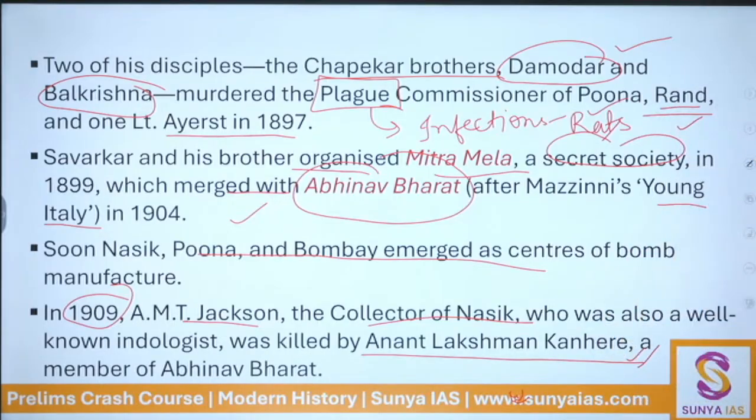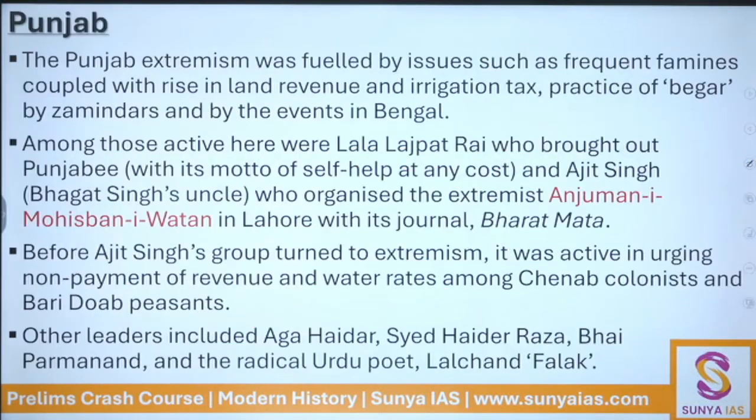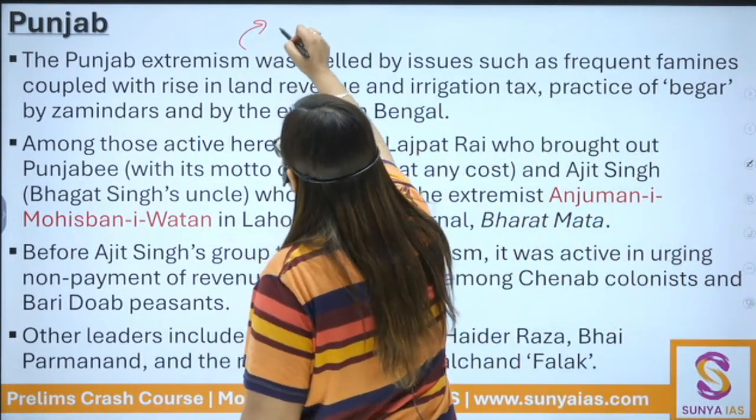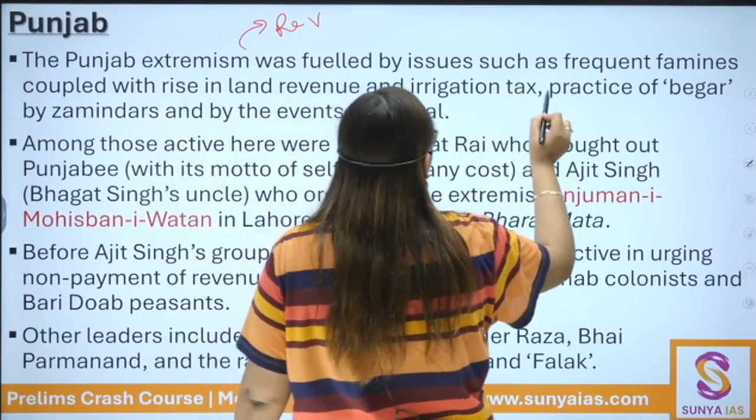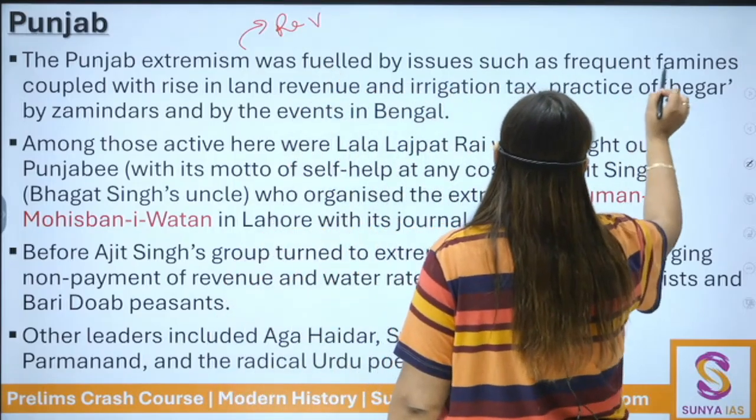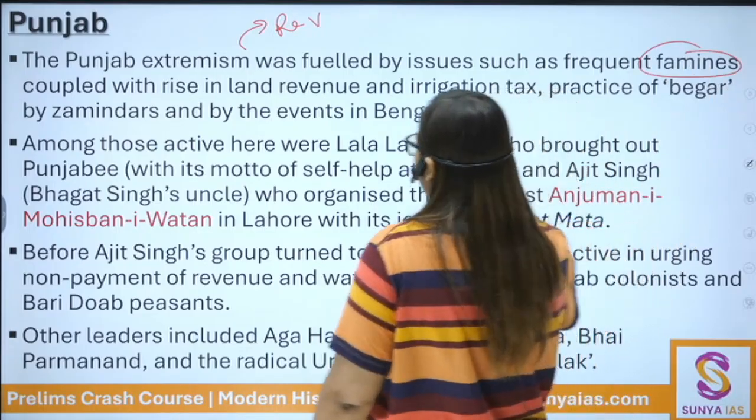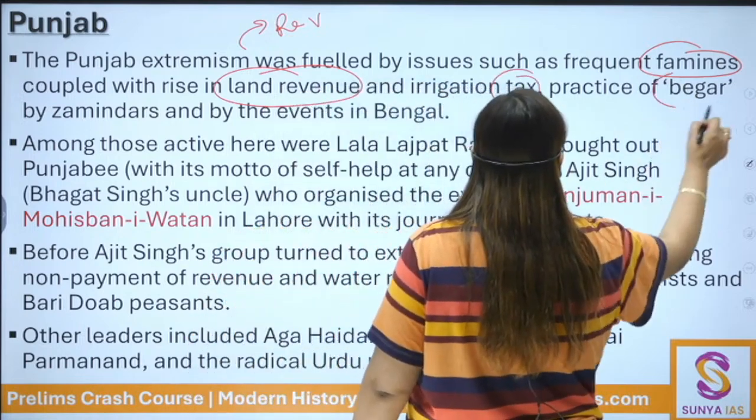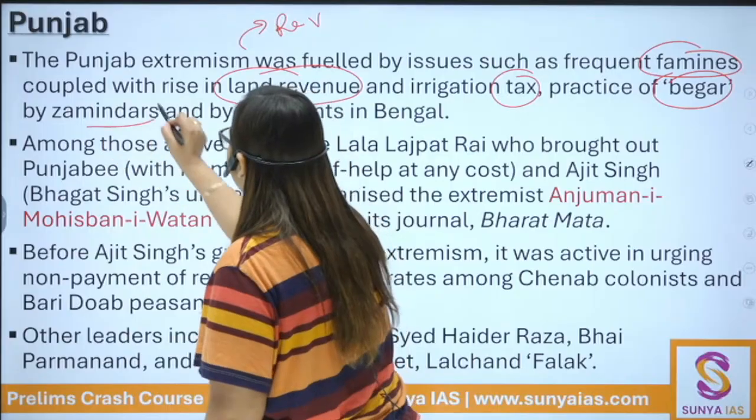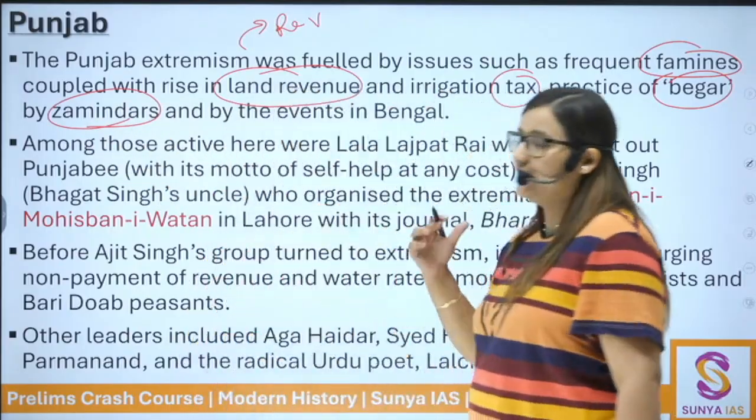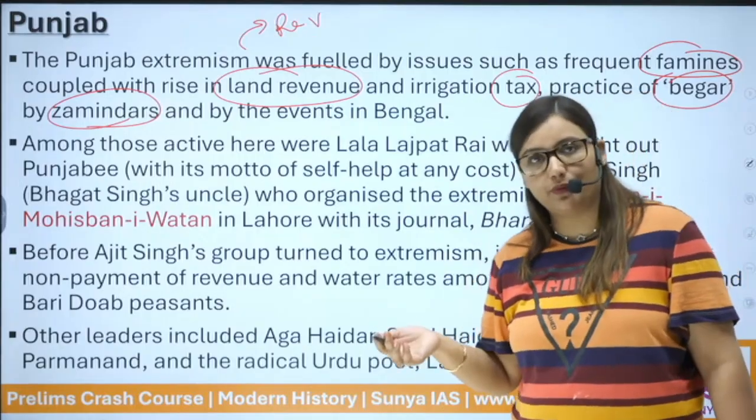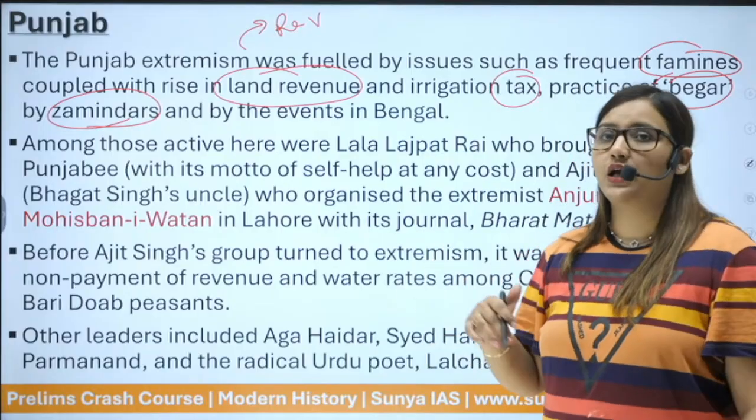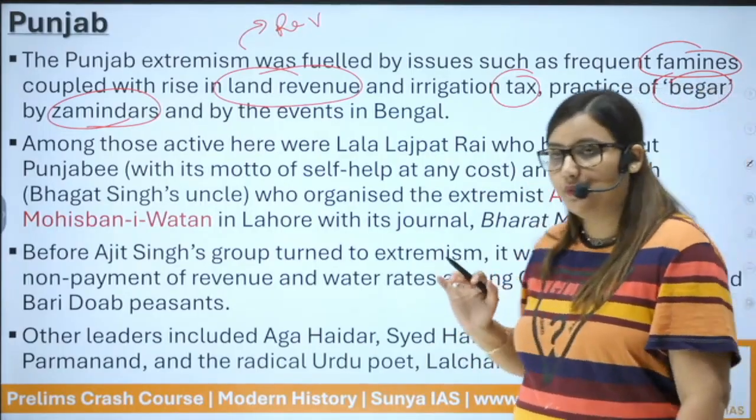Okay, now let's come to the Punjab area. The Punjab extremism was also there. Here also so many revolutionary groups were there, and they had issues such as frequent famines, rise of land revenue, irrigation tax, begar mazduri by the zamindars, and other events happening in Bengal, like the partition of Bengal, suppression of political leaders. So all these problems were going on in Punjab.